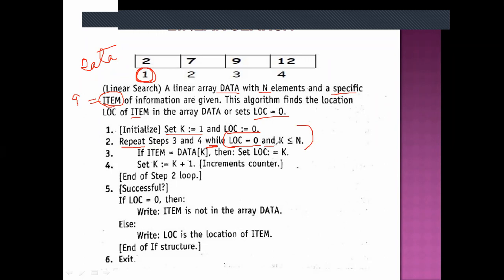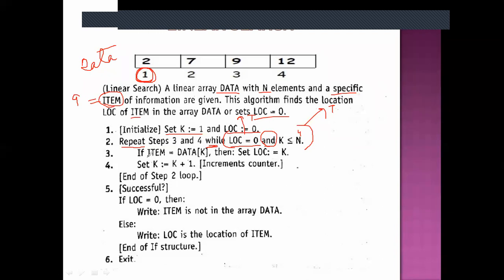What's the meaning of the AND operator over here? AND means both must be true: location is 0 and k should be less than or equal to n. Right now, what is my location? Location is 0. That means this condition is true. And what is the value of k? K is 1. 1 is less than or equal to 4 because the value of n is 4. Yes, this is also true. That means both are true, and the while condition is true. So I will enter within this while loop.